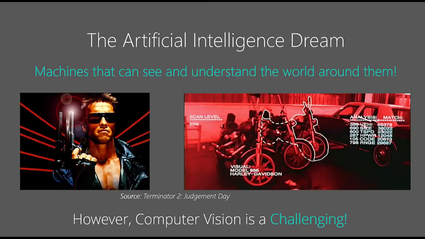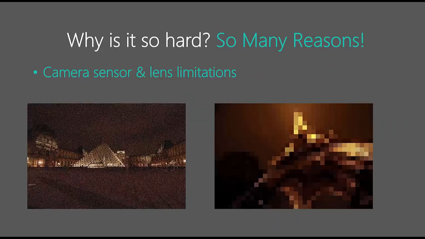Now, computer vision has always been a big part of the AI dream of making machines that can actually see and understand the world around us, just like the Terminator robots. However, there are many things that make computer vision quite a challenge. So, why is this so hard? Well, there are so many reasons, starting firstly with camera, sensor, and lens limitations.